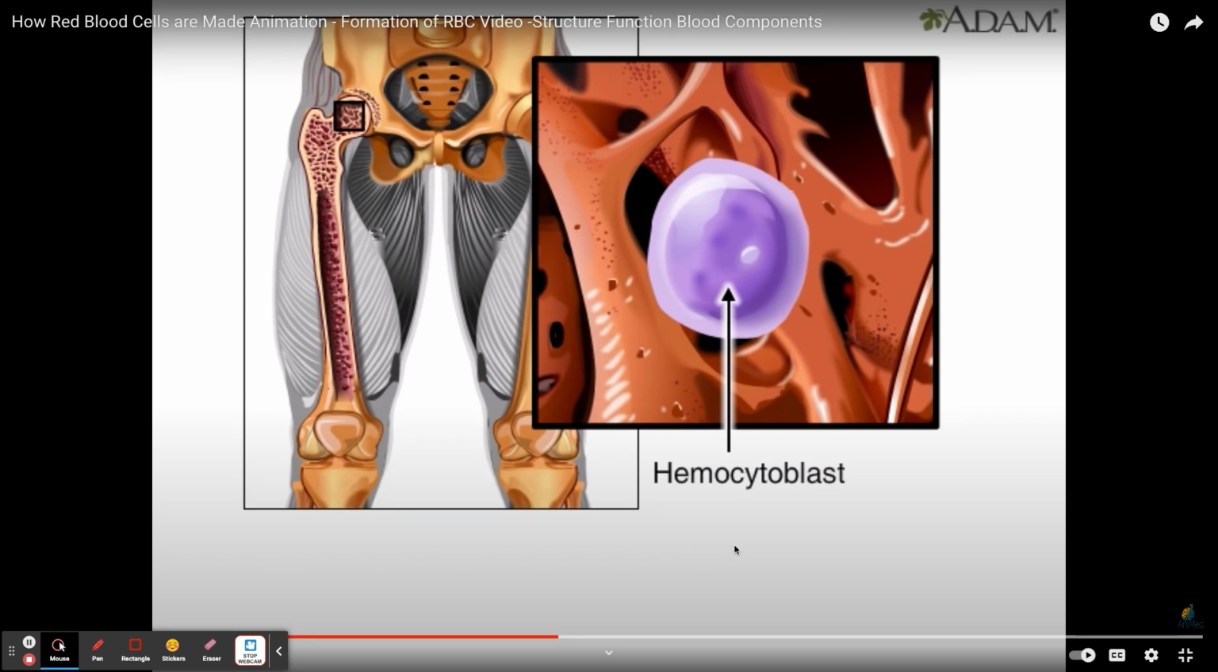Okay, again, it would probably be helpful if you had your book open to page 302 right now, as they're going through this. So the hemocytoblast is the least differentiated stem cell that gives rise to all the other blood cells.